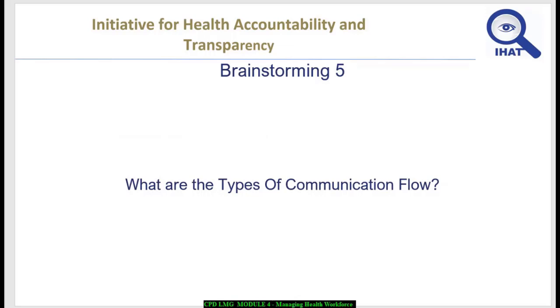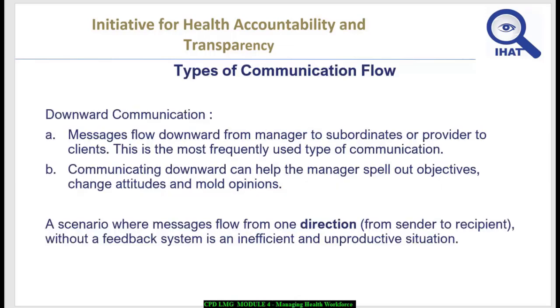Let us take a brainstorming exercise on the types of communication flow. What is our understanding of communication flow? There is downward communication, and messages flow downward from manager to subordinates or from a service provider to clients. This is the most frequently used type of communication in healthcare delivery.